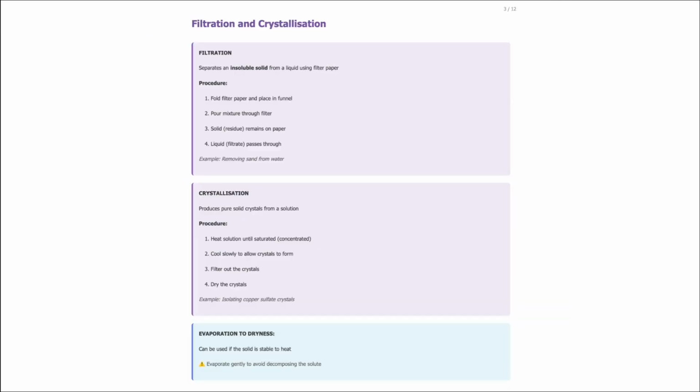Filtration removes solids like sand from mixtures, while crystallization isolates dissolved solids such as copper sulfate. To crystallize, heat until a concentrated solution forms, cool slowly, and filter out the crystals. Evaporate gently to avoid decomposing the solute or losing solvent too quickly.